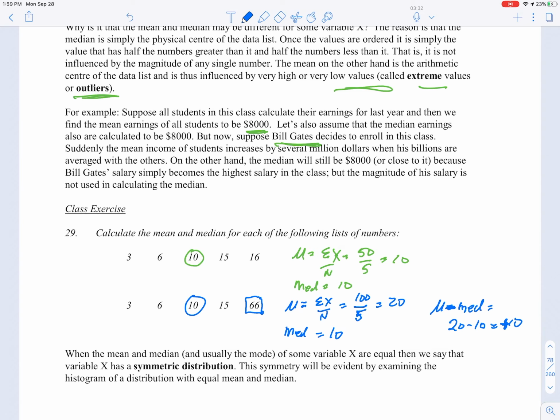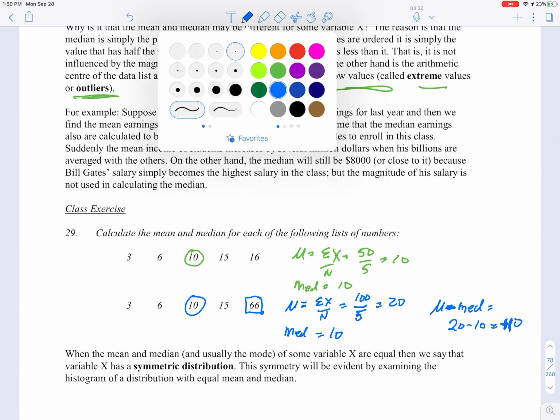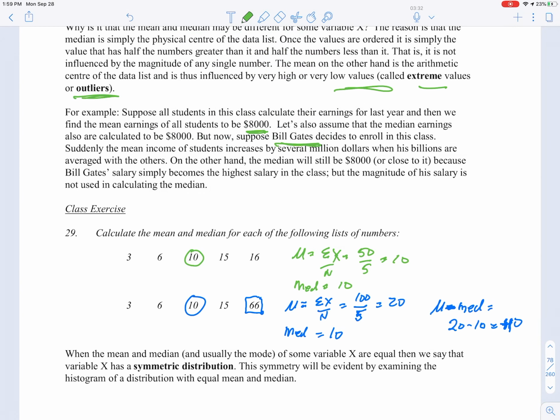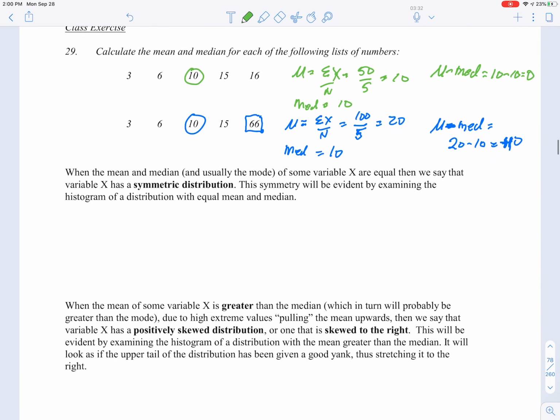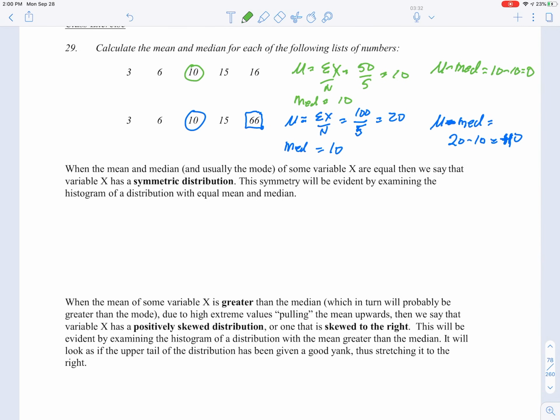So what we'll see is we will say that these data are positively skewed. For the one above here, we would say that the mean minus the median is equal to 10 minus 10 is equal to 0. So these data are symmetric. They are not skewed. Let's take a look at this by drawing out a couple little pictures here then.